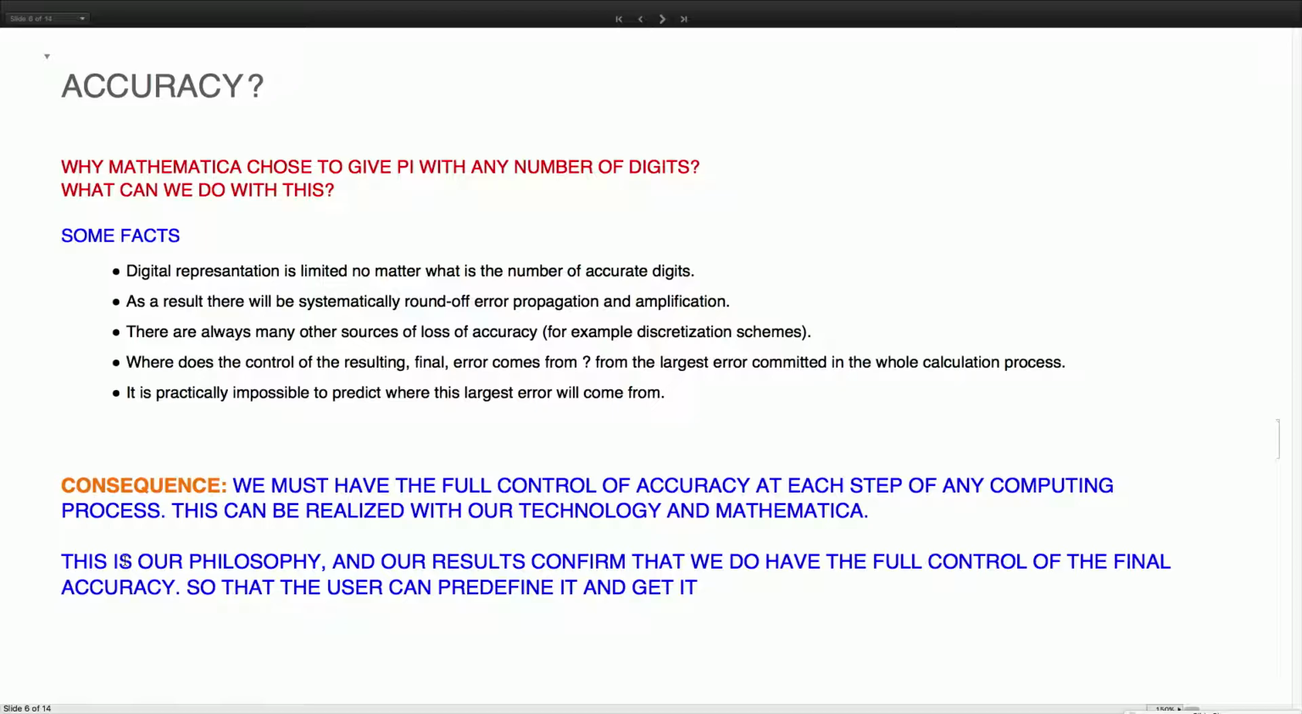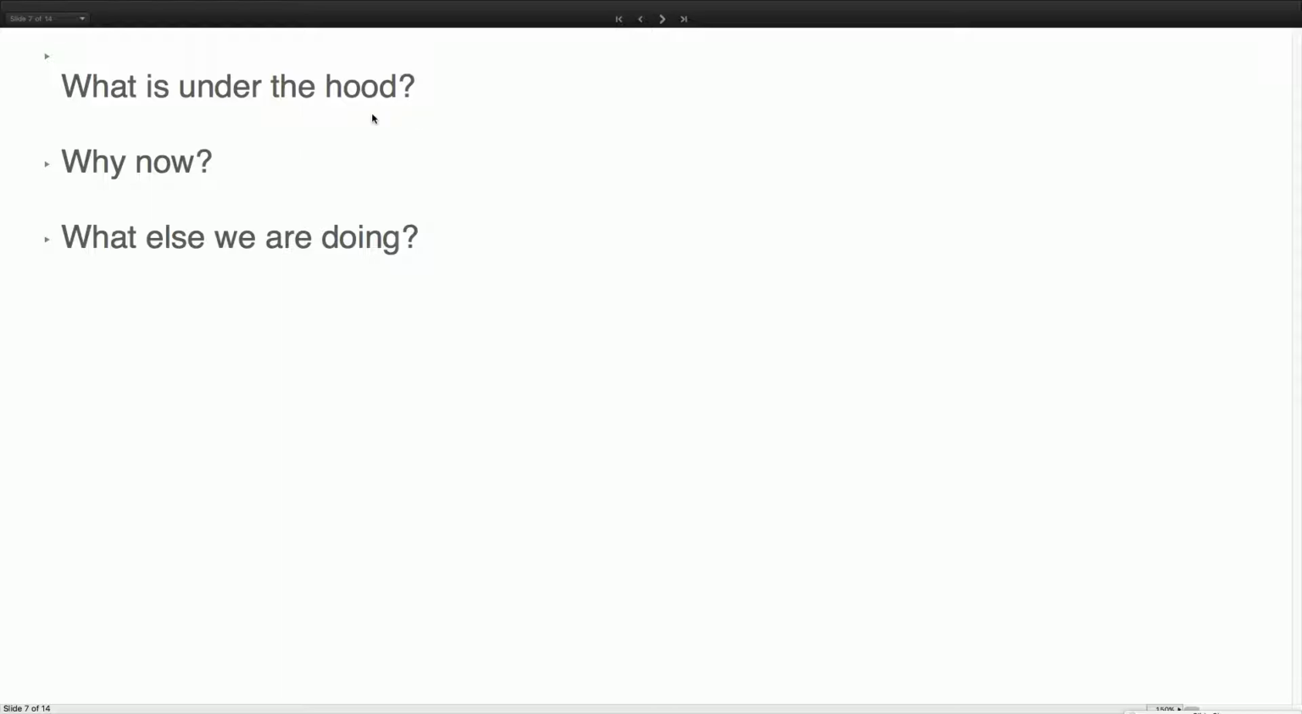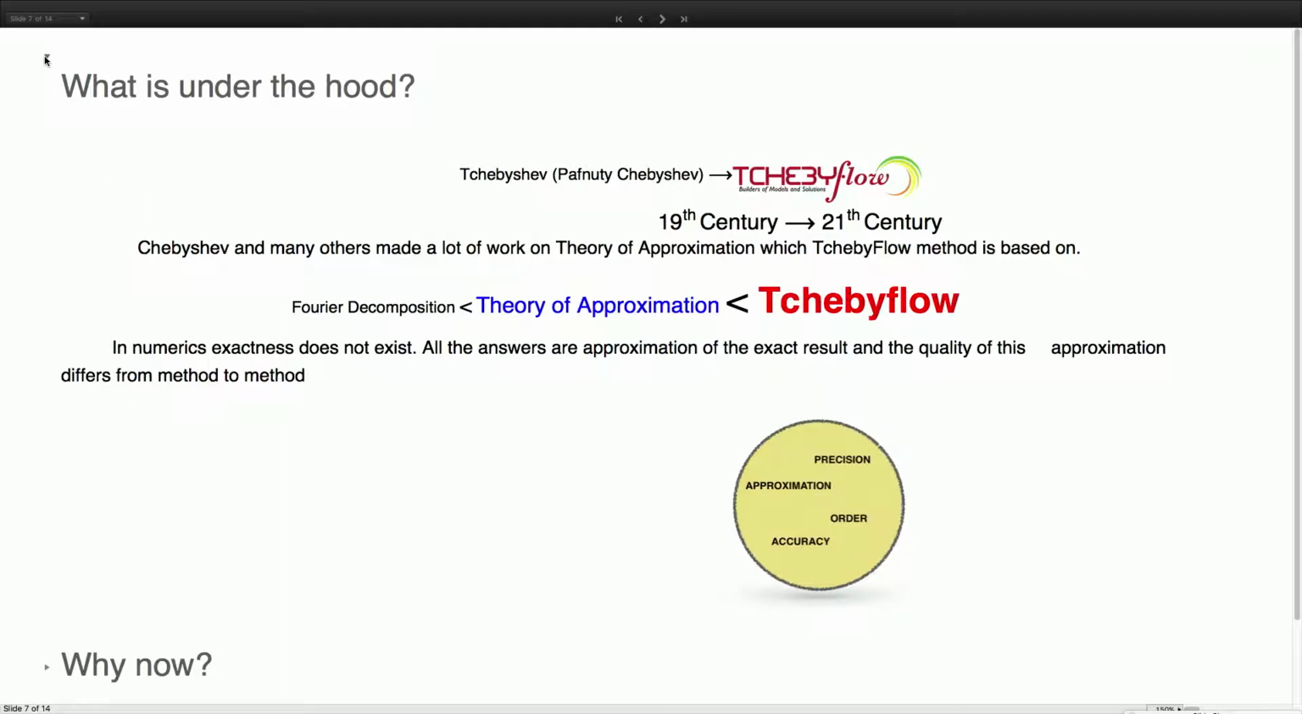I'm not always talking about high accuracy. I'm talking about giving the control of accuracy easily to the user. So we believe that we are able to do that with Mathematica and in using our method of doing numerical calculation. How we are doing this is, from the name, it is a little bit apparent to some people, I assume. It is, we are using theory of approximation from Chebyshev's work.